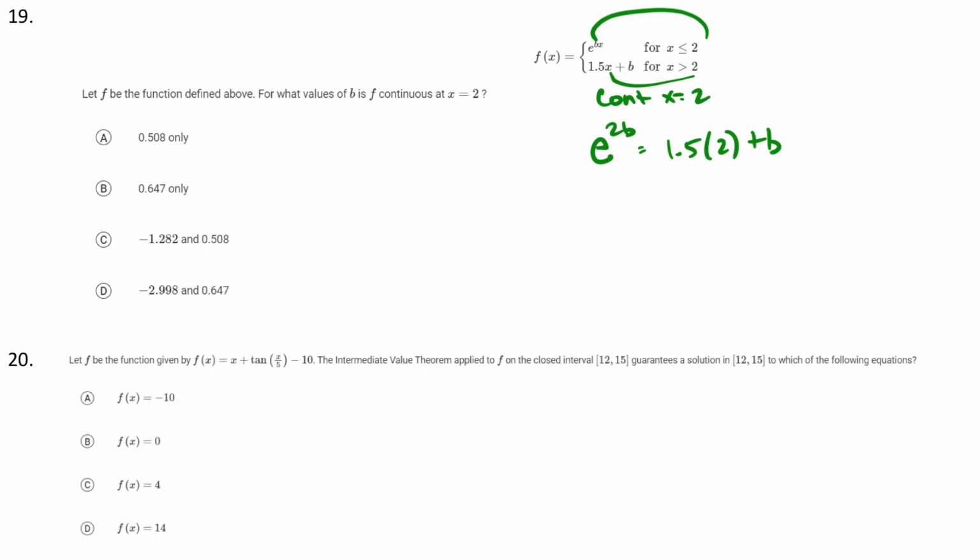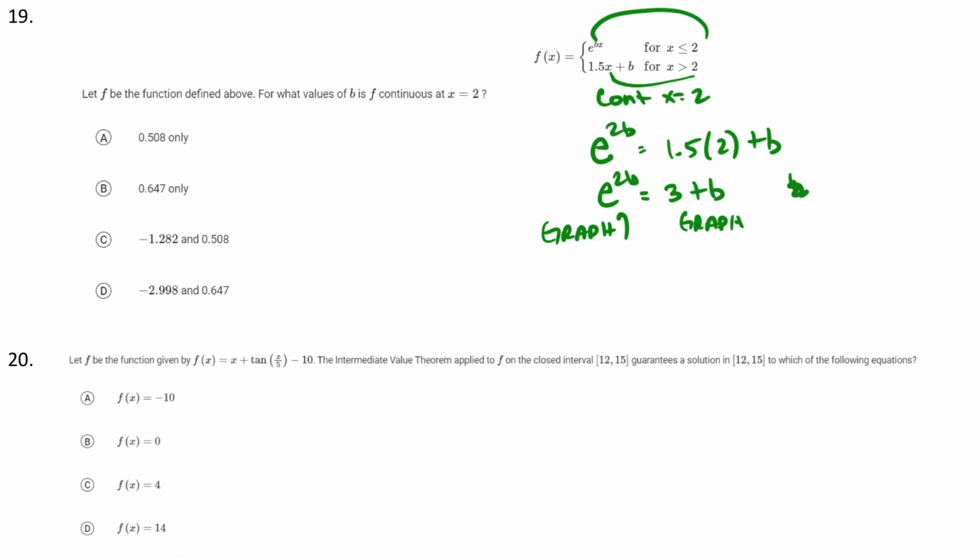All right, well, then I end up with e to the 2b equals 3 plus b. Solving this, you could say b, oh, that's going to be difficult, because if you take the natural log of each side, that's going to be difficult to solve. So what do we do? We're going to graph each side and have our calculator do it. Graph the left side, graph the right side. So graph each of these on our calculators.